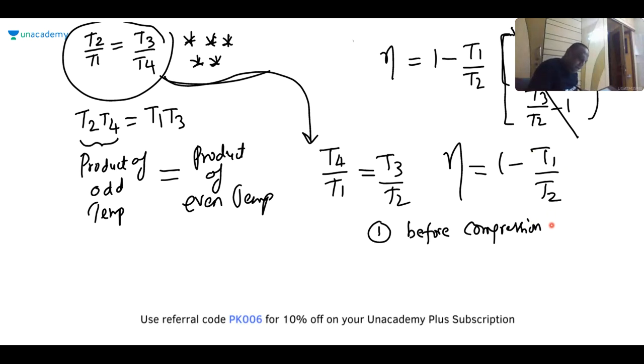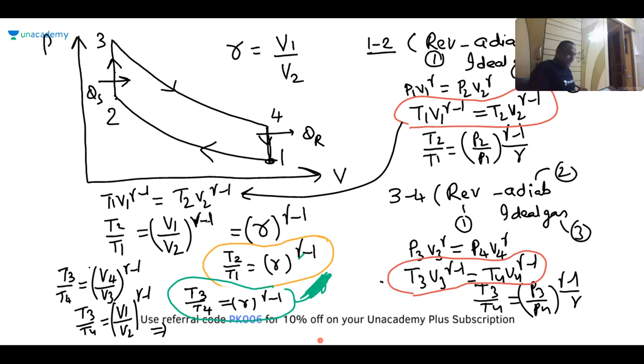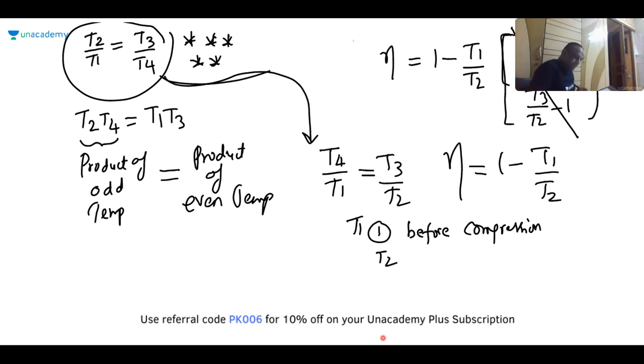So T1 is the temperature before compression and T2 is the temperature after compression. Now you already know what T2 is. Look here. What is T2 by T1? R power gamma minus 1. What is T2 by T1? R power gamma minus 1. So therefore, T2 by T1 is R power gamma minus 1.